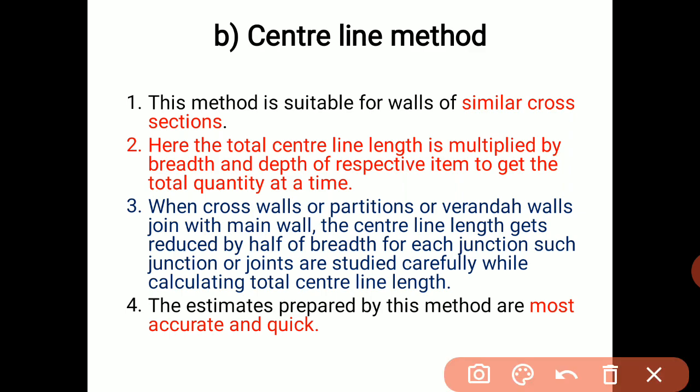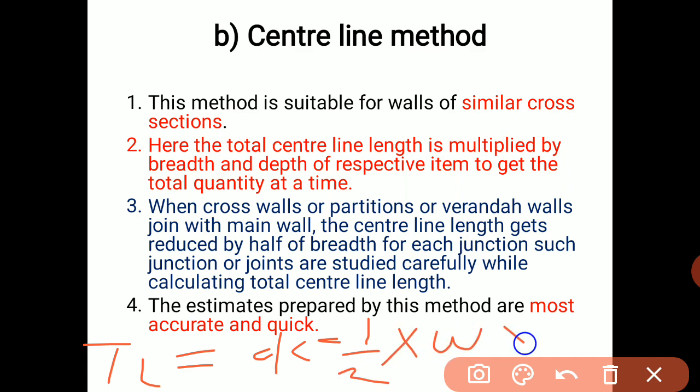So the formula for the center line method is: total length equals center to center distance minus one half into width into number of junctions. Number of junctions is denoted as n. So whatever junctions are there, we are going to subtract them from the center to center distance. So this will give the total length.